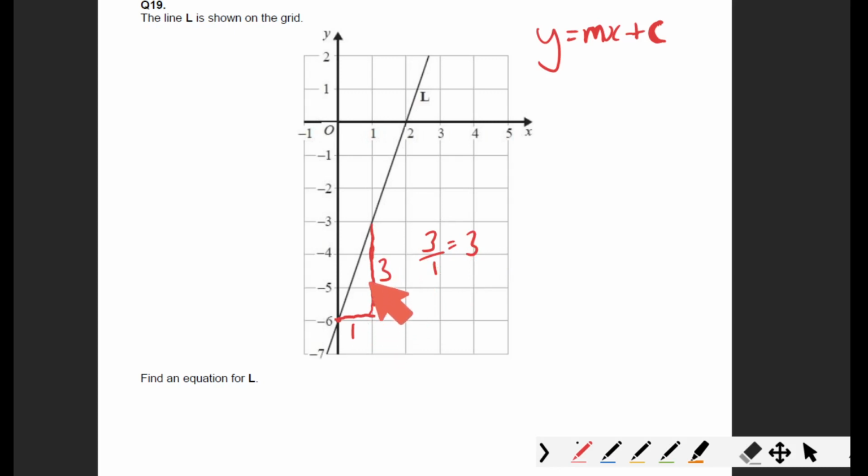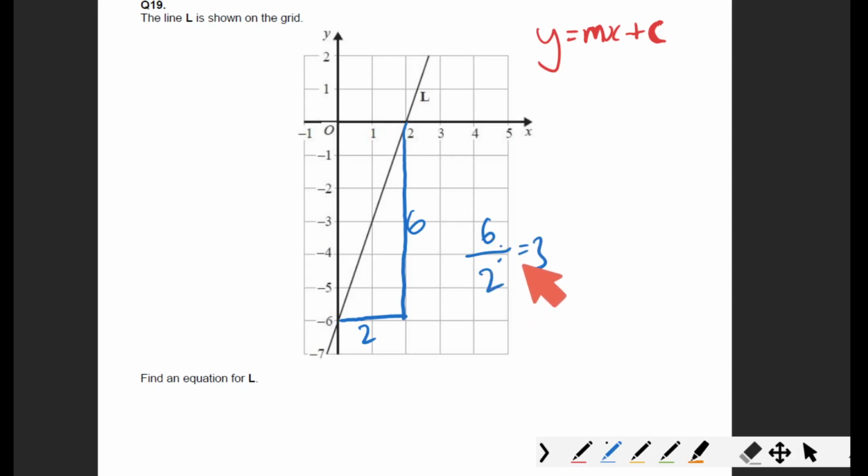Or if you like, rise over run. 3 divided by 1 is 3. That's the gradient. There's another way to work it out. You can draw a bigger triangle. It doesn't really matter. I've drawn a bigger triangle, and I can show you that the gradient is still going to be 3. It's 2 across, and it's 6 on the rise. Rise over run, 6 divided by 2 is 3. It's also 3. So the gradient is 3.